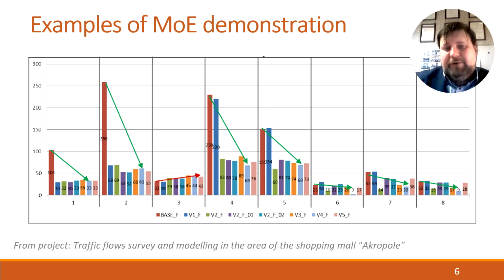So overall, what you are able to see here is that a specific measure of effectiveness, in this case driving time, is represented for specific parts of the network across different scenarios. And as you can see, in some cases green arrows indicate that the measure of effectiveness has decreased compared to the base scenario.